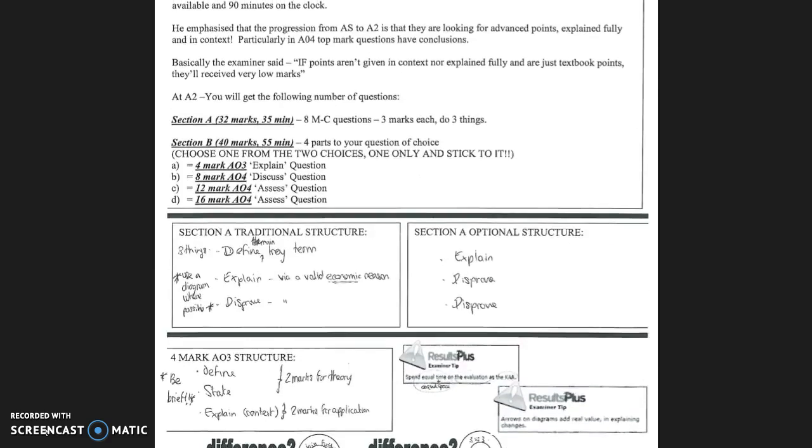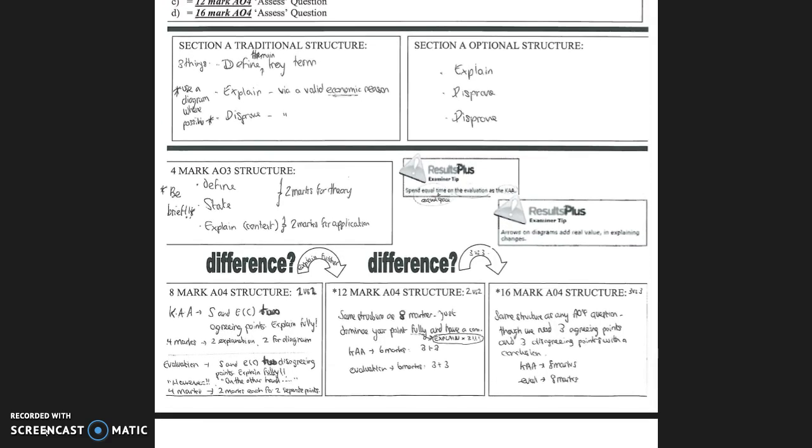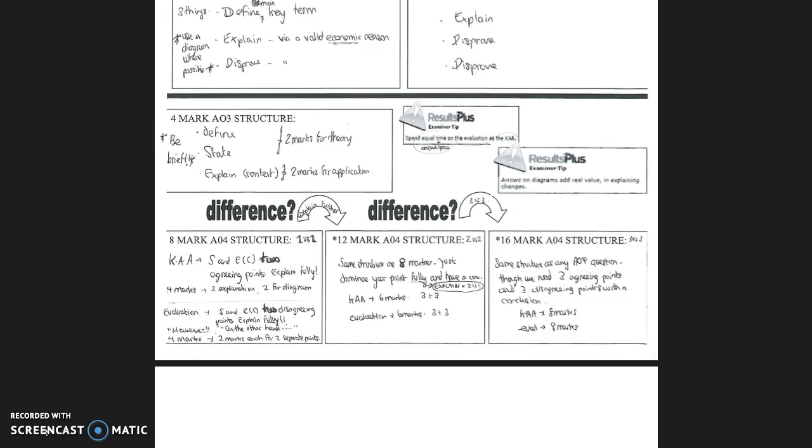So first thing I'd like to emphasize is that people need to be a bit stricter in regards to their application of their structure, particularly for the AO4 questions. Some people are giving unbalanced answers. Some people are not giving enough points. Some people are almost giving too many points. So remember your 8 mark AO4: it's your 2 versus 2, 4 KAA, 4 eval.